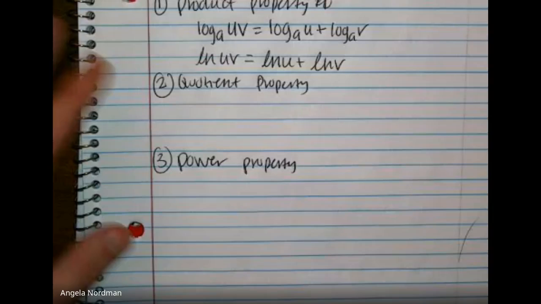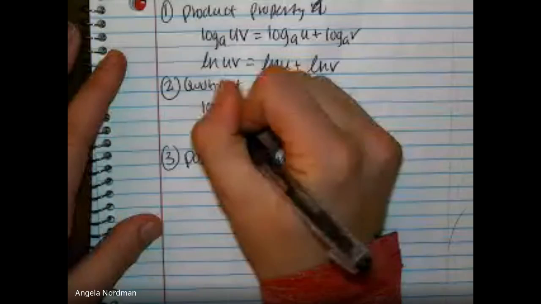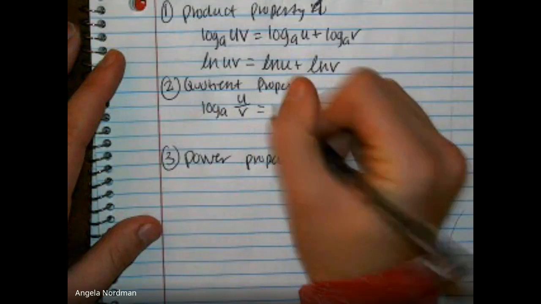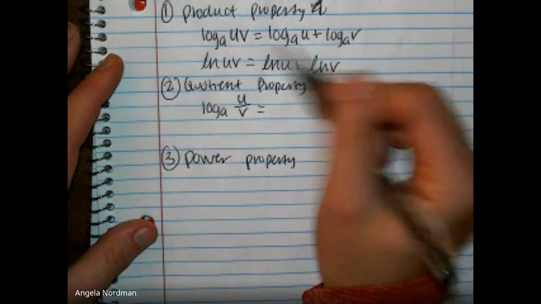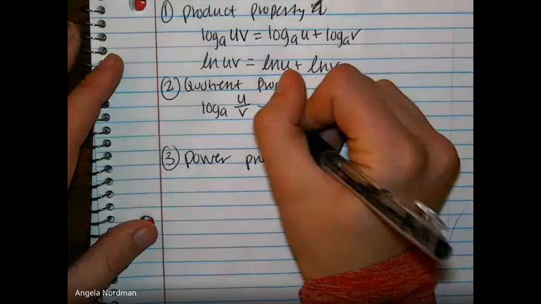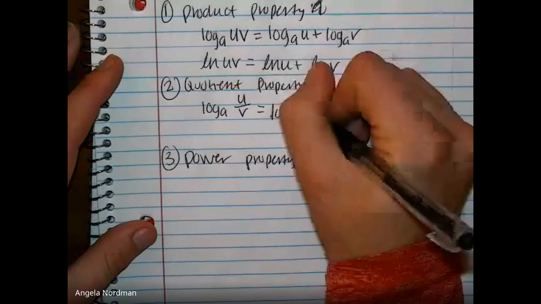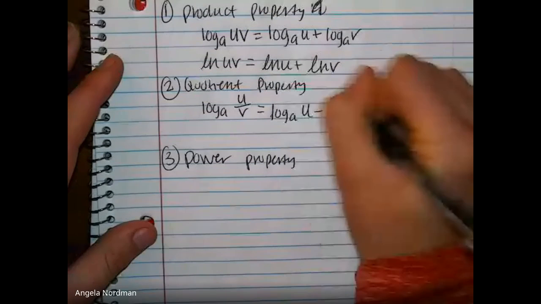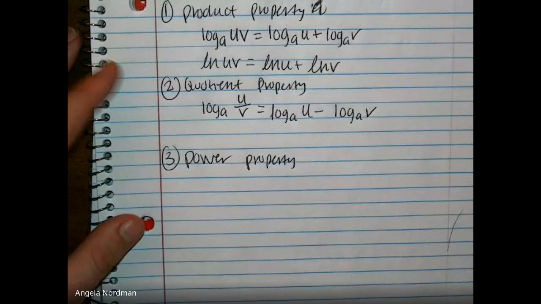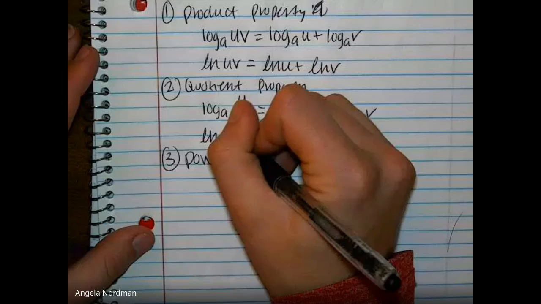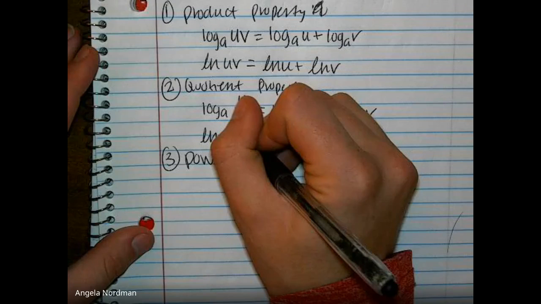All right, same thing for quotient property. This is if we're taking log base A of U divided by V. Since I can separate multiplication through addition, that means I'm going to be able to separate division through subtraction. So I can take log base A of U minus log base A of V. Again, if it's true for log, it's true for natural log. So we can separate this: natural log of U minus the natural log of V.